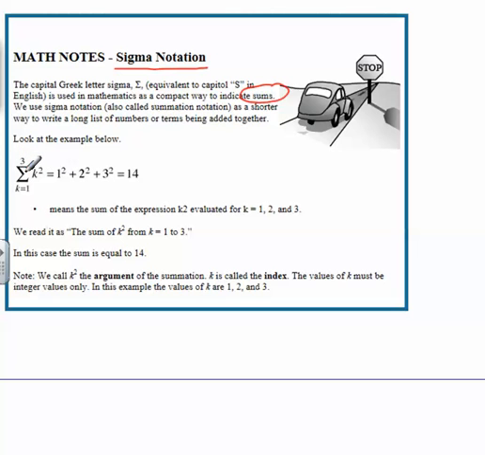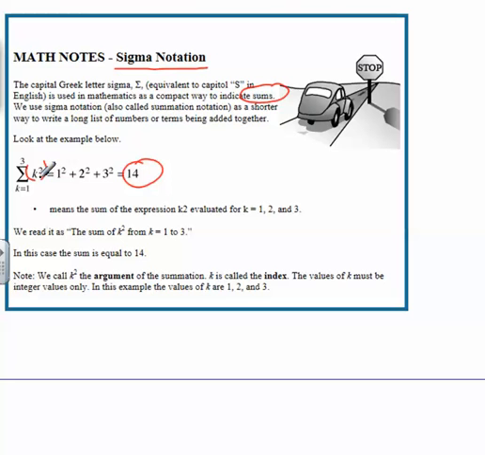Next to it is the function or the rule. So this tells us what we're going to do with each of those. So the first one is what we get when we plug in 1 squared. And then the second one is 2 squared, and the third one is 3 squared, and that's where we end. And then we find the sum, and that's the simplified solution.